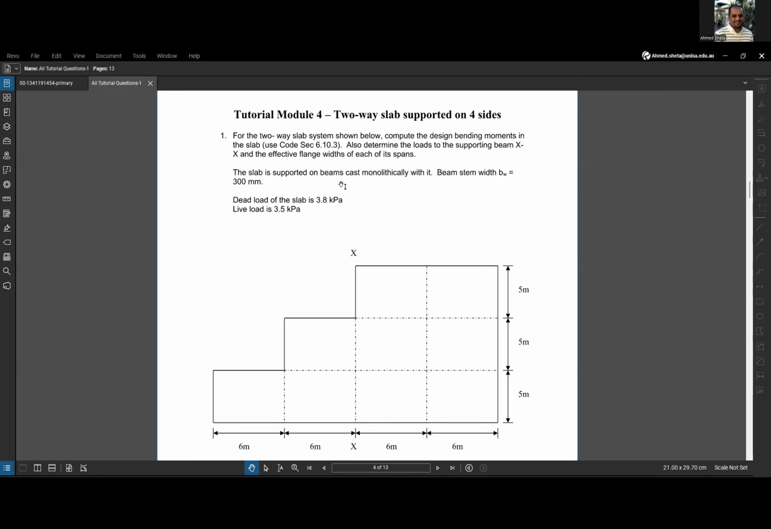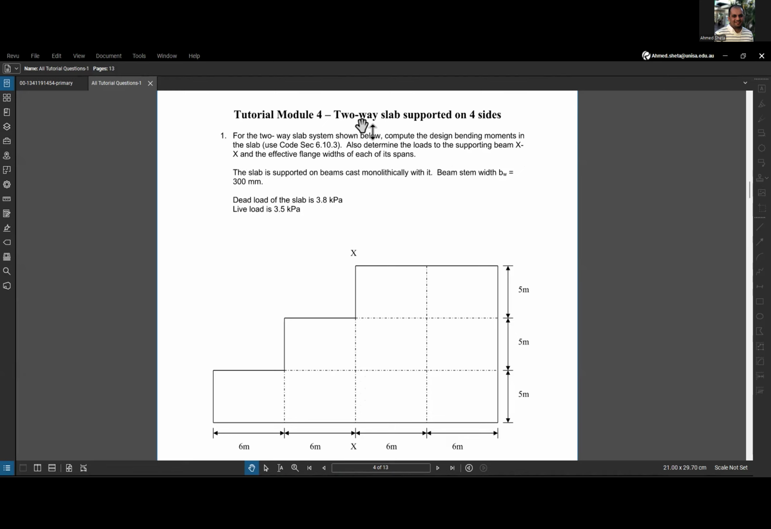The requirement of this example is to find the design bending moments on the slab using section 6.10.3 of the Australian Standard AS 3600. Also determine the loads that go to the supporting beam on axis XX and the effective flange width of each of its span, and also need to find B effective or the flange width for these three spans, 1, 2, 3.